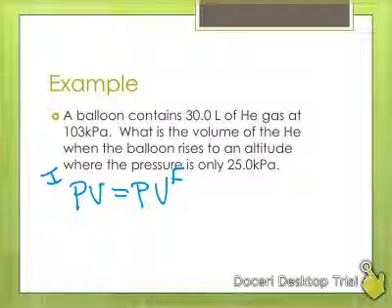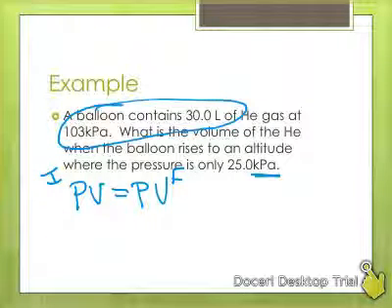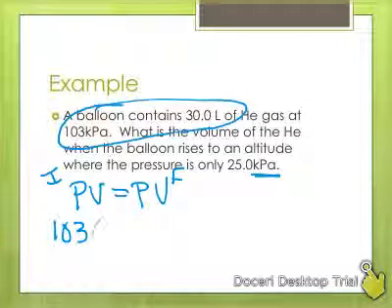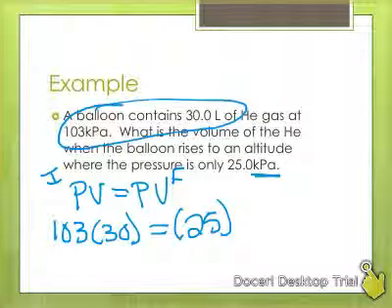So first of all, does anybody remember what kPa means? It's a unit for pressure. What is it? Kilopascals. So Pascal is our unit and kilo is the metric prefix, right? Okay, so now I'm just going to plug things in. So initially, we are at 103 kPa and 30 liters. It is asking me what my final volume is going to be if my pressure changes to 25.